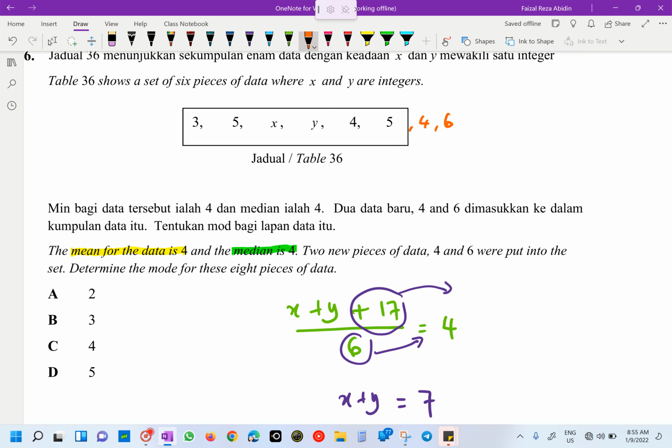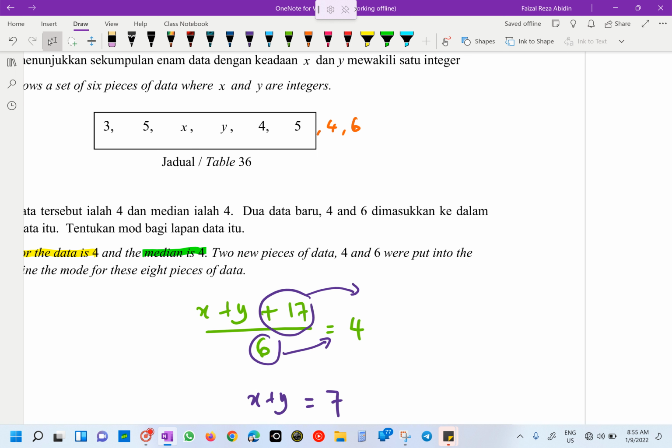X plus Y. So just now we have 17 plus with 10, we are going to get 27, isn't it? Class. You are going to have over here, if we are going to find our new mean, you are going to get 17 just now, plus with 4 and 6, I'm going to get 10. So X plus Y plus with 27 divided by 8. Am I right? This is going to be the mean, new mean.